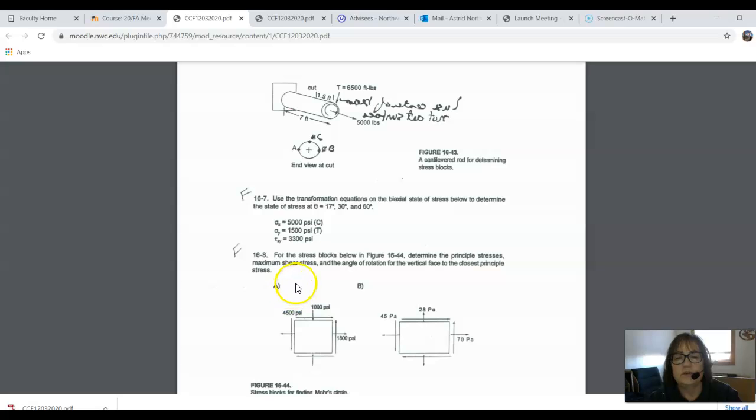The first thing that you do with a problem like this to find the state of stress at an angle, which I did for 17 degrees, which will get you through the rest of the problem and through the problem on the exam as well, is you have to first draw a stress block similar to the one in 16.8.